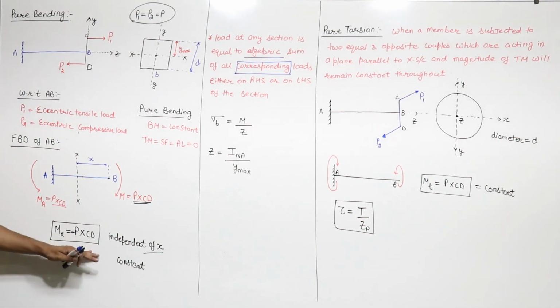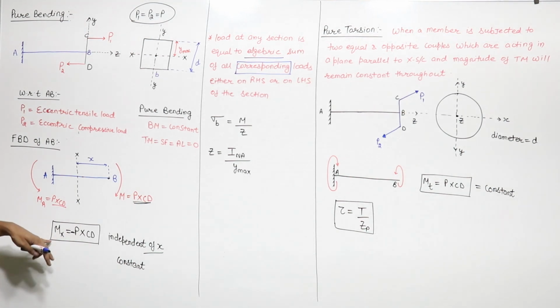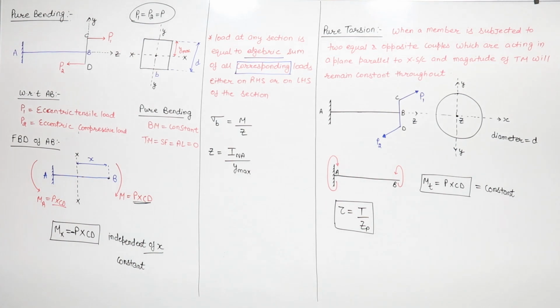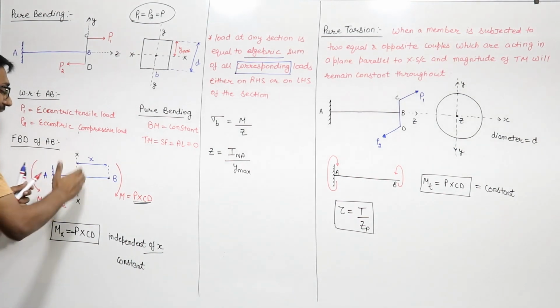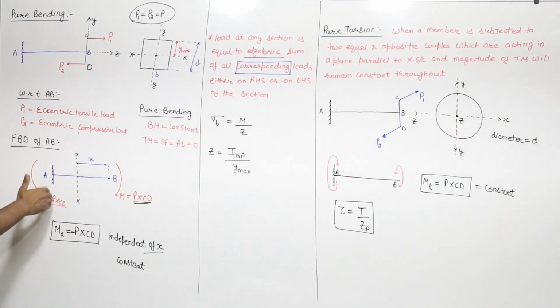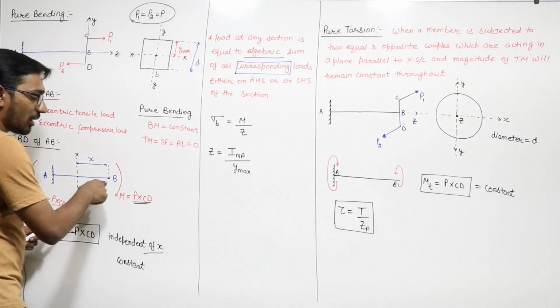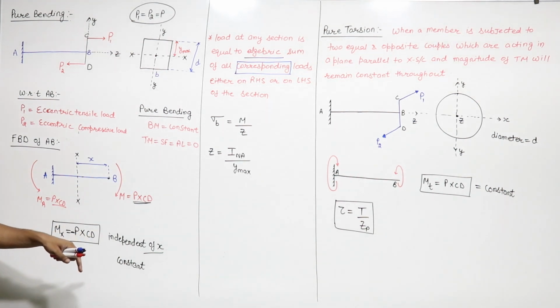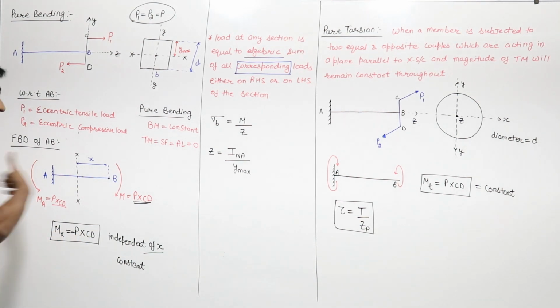And if you see in this relation, the bending moment at any section X is independent of X. The bending moment at any section from the free end is independent of its distance from the free end, or you can say this P into CD is constant. So along the length of AB, the bending moment will remain constant. So it is a pure bending.